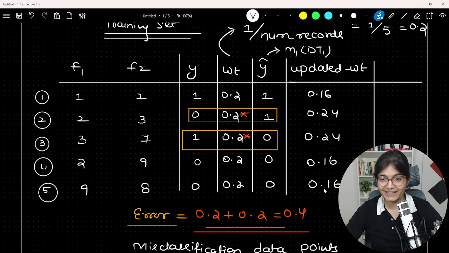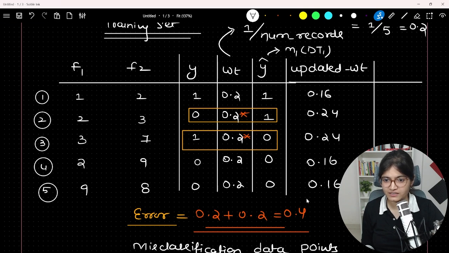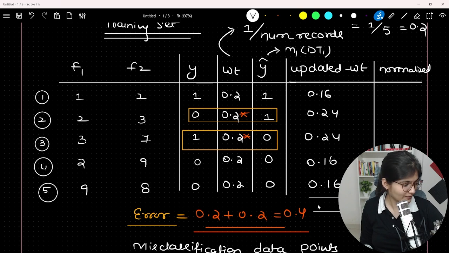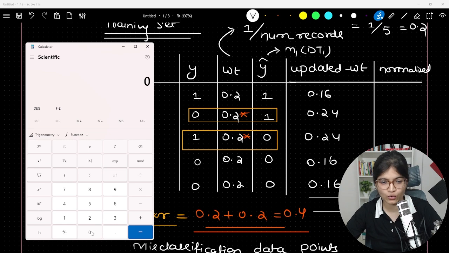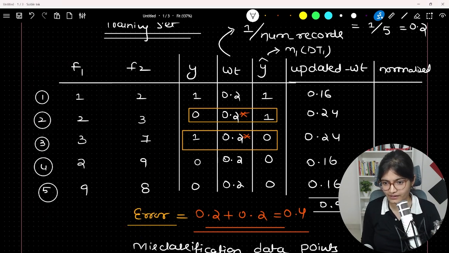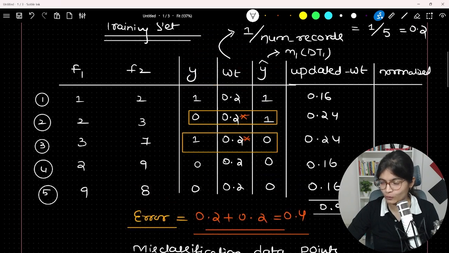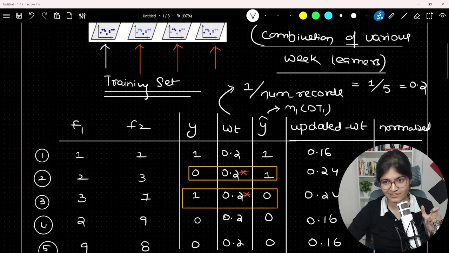Now, in the next step, if you add these weights, the sum is not coming out to be 1. So we have to normalize these updated weights. How will the normalization be done? The value of 0.16 divided by the total sum that we are getting here. You can just add these weights. Let me do it, I have not done it prior. So 0.24 into 2 is 0.48, plus 0.16 into 3. If you solve this, we get the answer as 0.96. So to normalize this value, we have to do 0.16 upon 0.96.